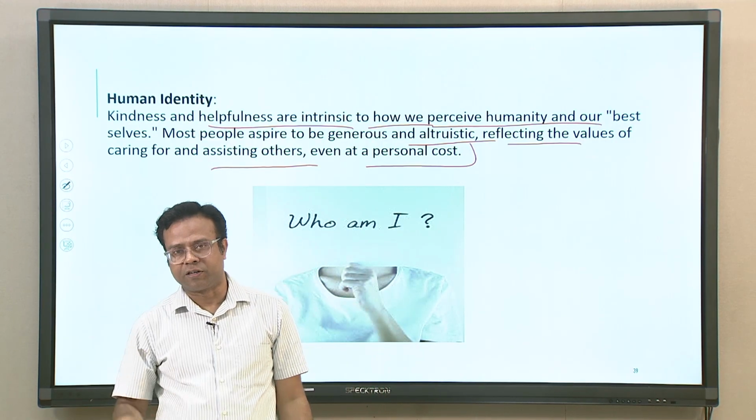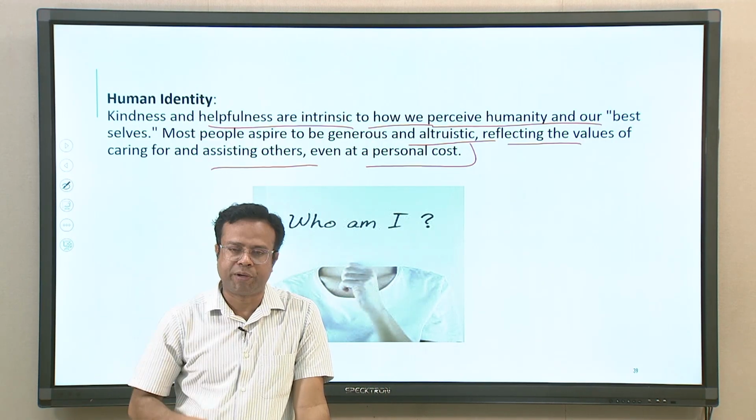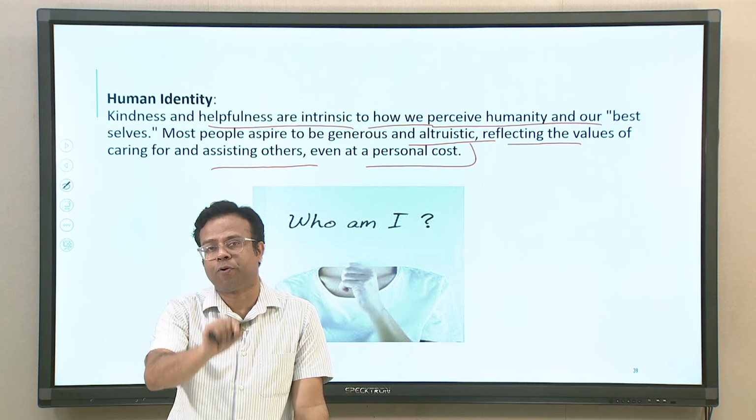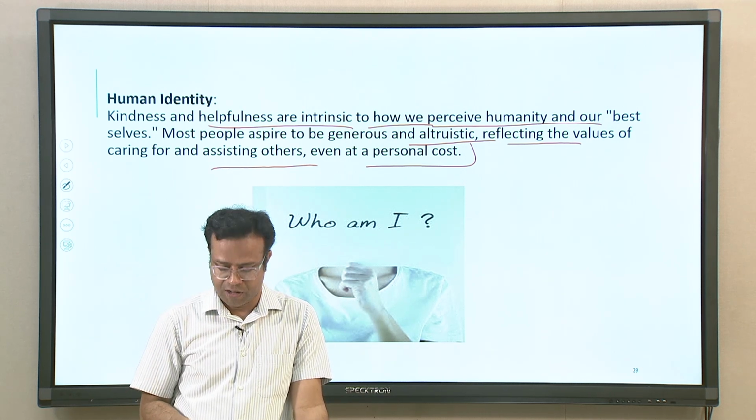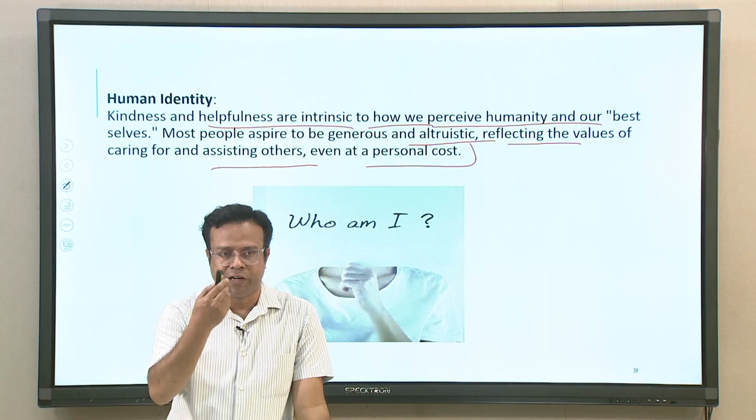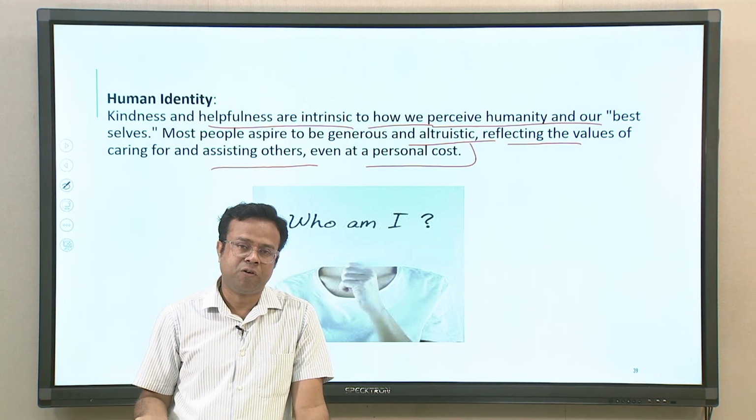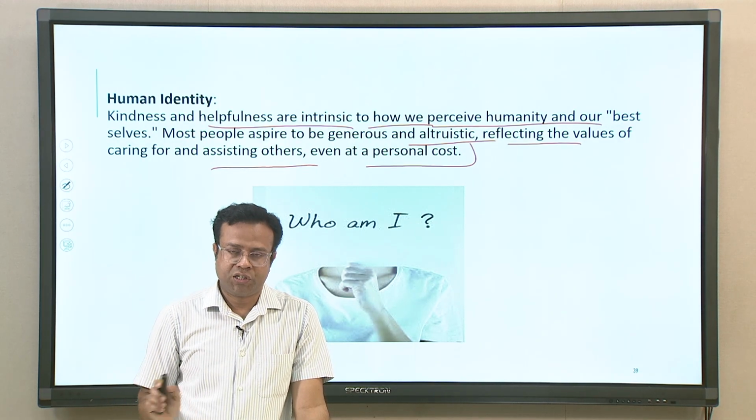So, this is one important thing. People are propelled toward such behavior. One of the reasons it is so important is that it is a part of our identity itself. When this identity is fulfilled, we feel good about ourselves, we feel happy. So, this is one important thing.